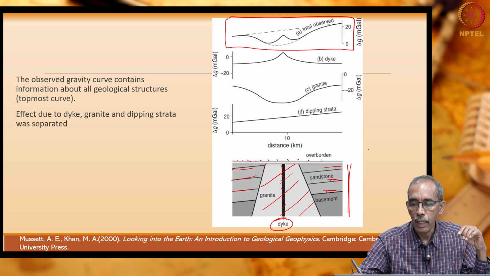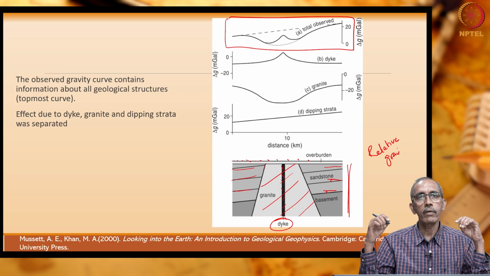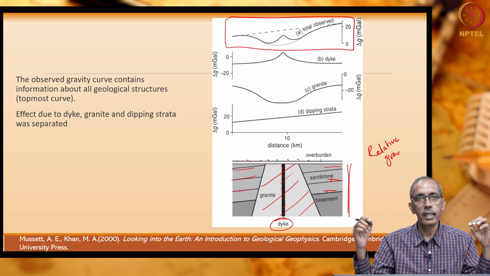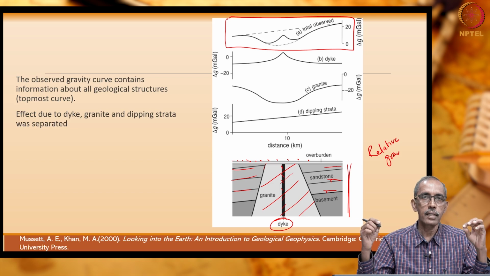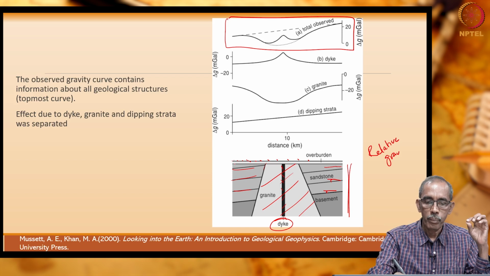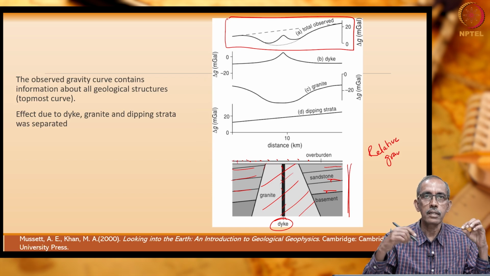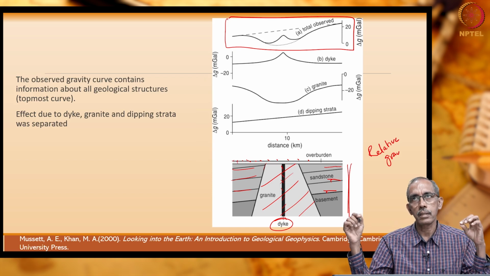How have we made a relative gravity survey? What is a relative gravity survey? I told you about the height of all of us. In a relative gravity survey, we fix one station as a base station. With reference to that, the gravity value here is plus 5 milligal, here it is minus 5 milligal, here it is plus 10 milligal. This is how we make the gravity measurements.